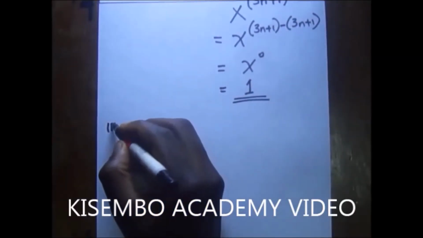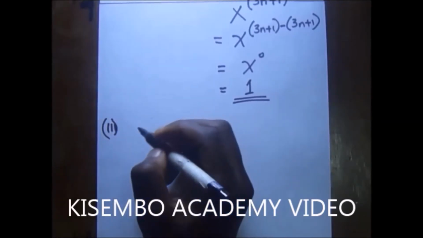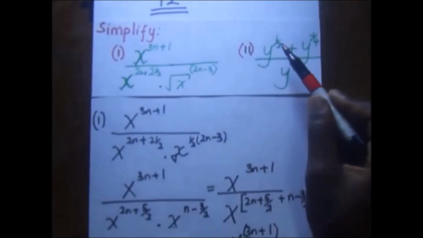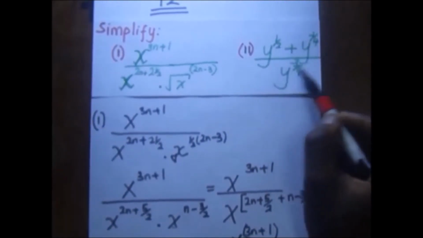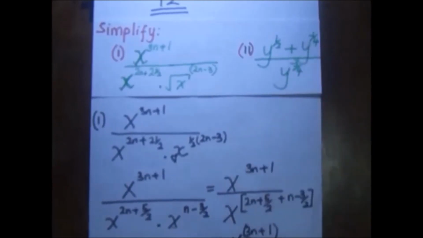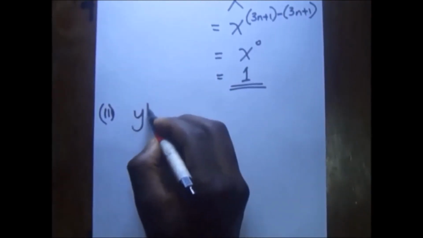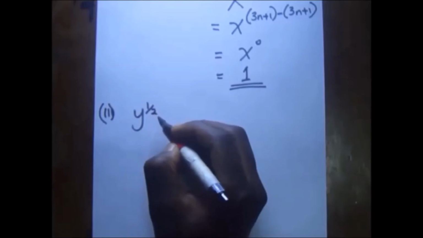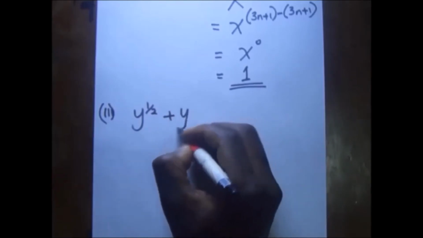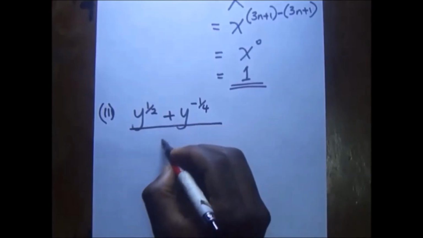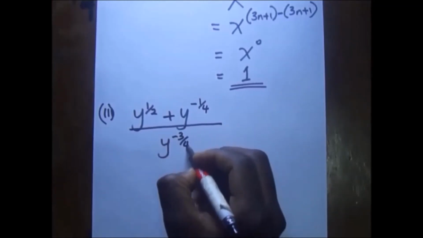That is Roman 2. According to the question, y to the power half plus y to the power negative a quarter, divided by y to the power negative 3 over 4. Let's rewrite the question down here and get started. So it's going to be y to the power a half plus y to the power negative 1 over 4, divided by y to the power negative 3 over 4.